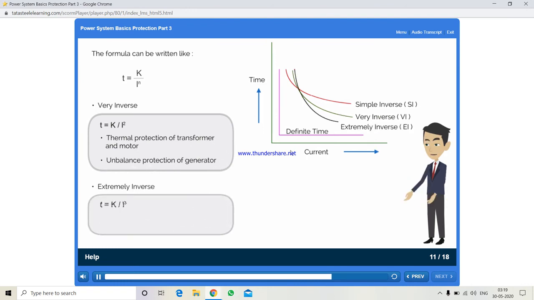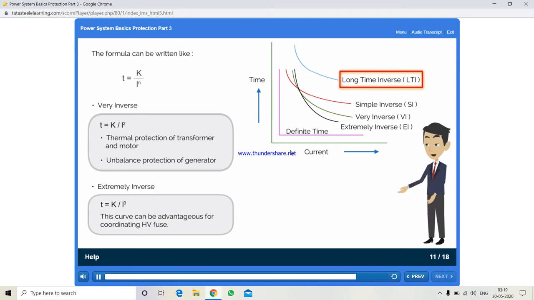Extremely inverse. As you can see here, the value of I has increased further, thus making the curve extremely inverse. This curve can be advantageous for coordinating HV fuses. Apart from these, there is another curve known as the long time inverse curve. If the value of I increases further, it is referred to as rectifier protection relay. This is all about time setting.